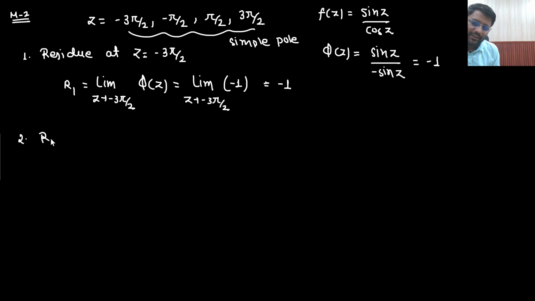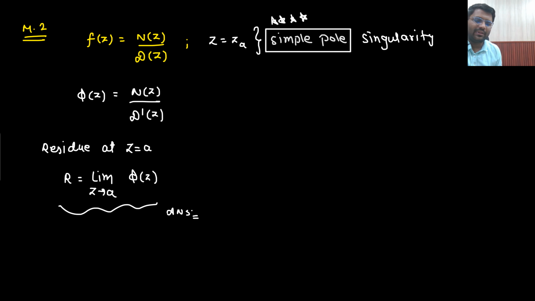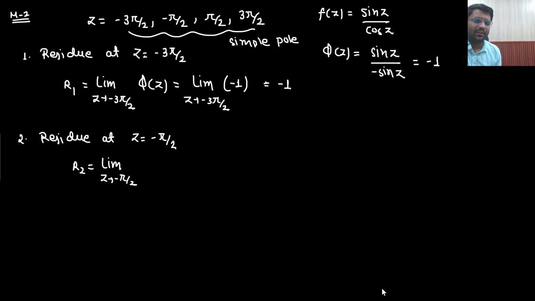Second, residue at z equals to minus pi by 2. So what will be your R2? R2 will be nothing but, sir, limit z tending to minus pi by 2. I hope you remember this method. What was the scenario? Numerator as it is, differentiate the denominator, and then in phi of z you need to put z tending to a. So whatever phi of z I am getting, that is minus 1. I am putting z tending to minus pi by 2. What is the answer? Minus 1 only. So R1 value is minus 1, R2 value is minus 1.